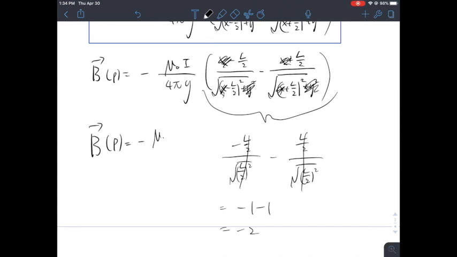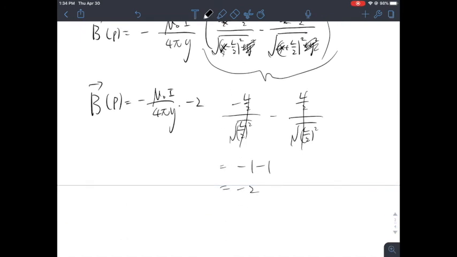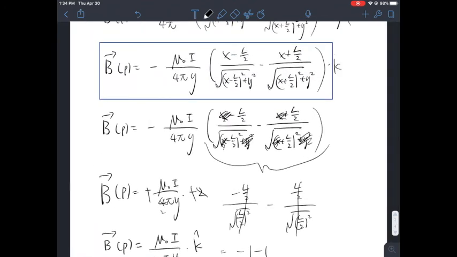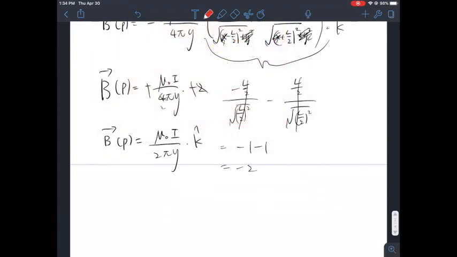So let's plug it back into our original equation. We have negative 2 times negative mu 0 I divided by 4 pi y. Then the 2 cancels, negative 1 and negative 1 cancel. We have mu 0 times I divided by 2 pi y, and that will be our final solution. Oh, we also need to put our vector direction, which is positive k. And that's our final solution.